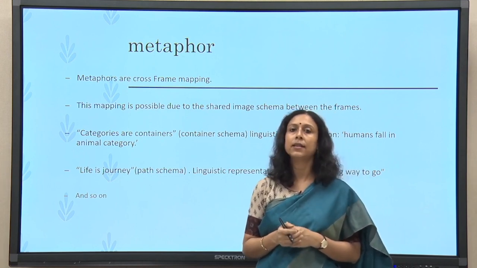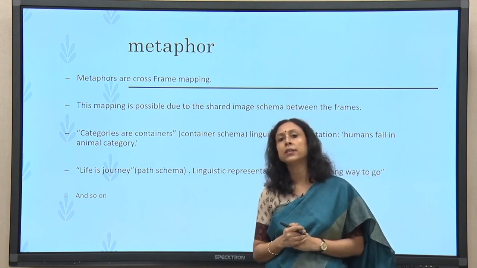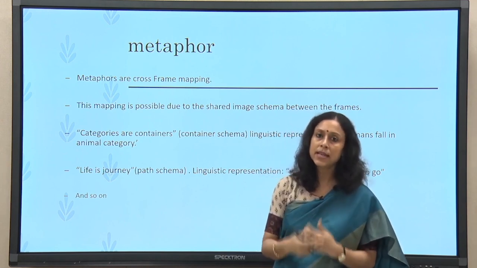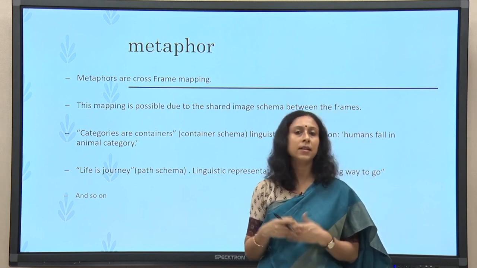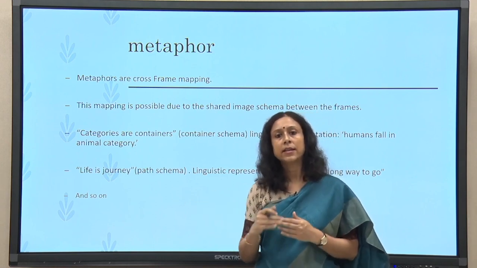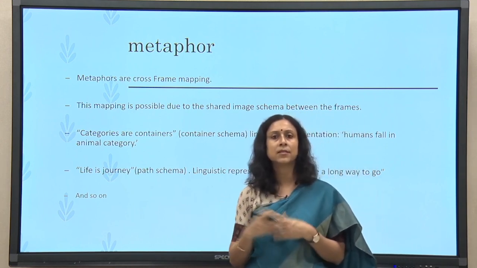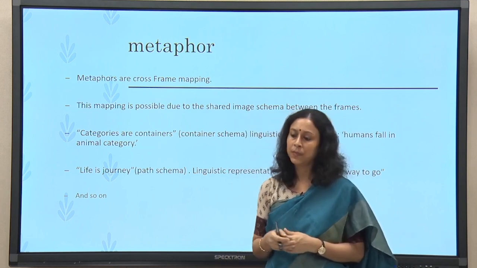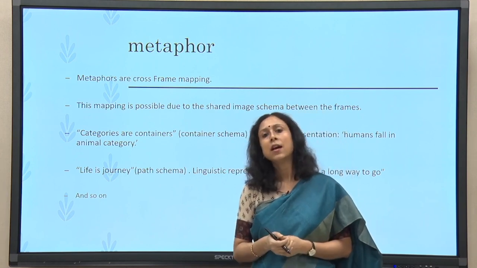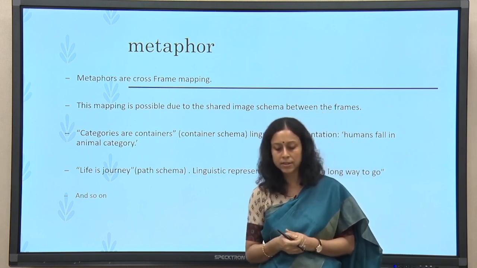So, what is happening here is how do we map one frame onto another is basically dependent on the shared image schema of these two frames. So, basically when we think about life, when we understand life, you take any particular aspect of life, there is a beginning, there is a journey, there are points on that journey. So, there are milestones of various ages, various achievements and various kinds of, so to say, segments of life, childhood and then adolescence and adulthood and so on and so forth. You can have your own way of segmenting the entire life into various meaningful segments, whatever is meaningful for us.